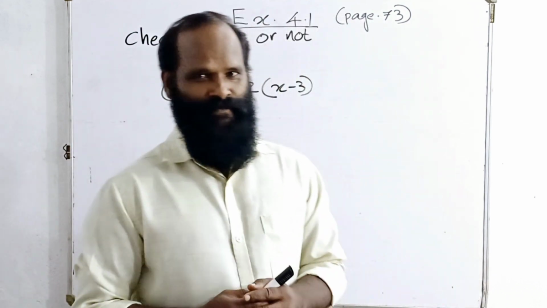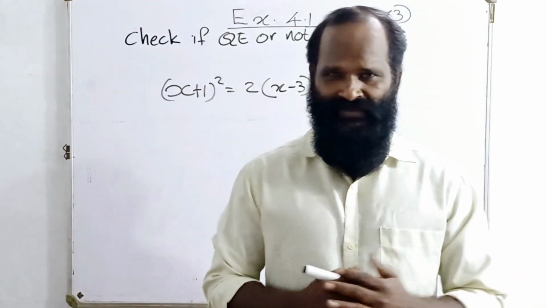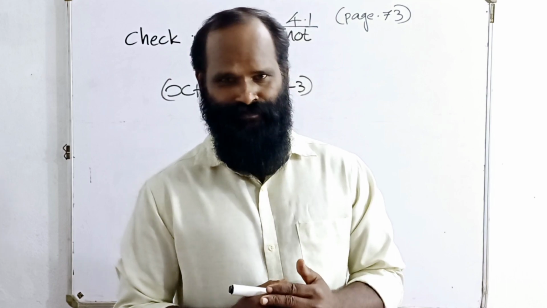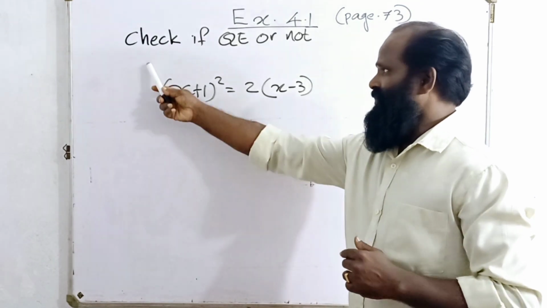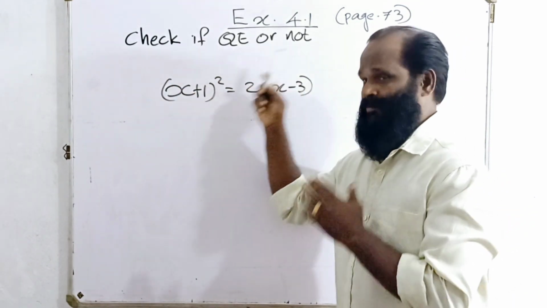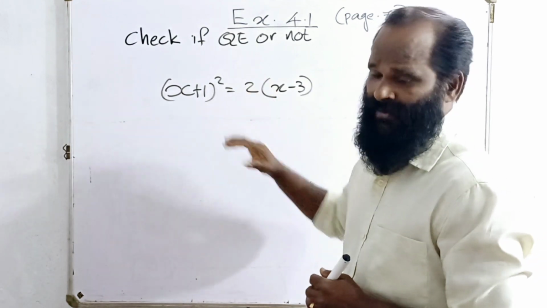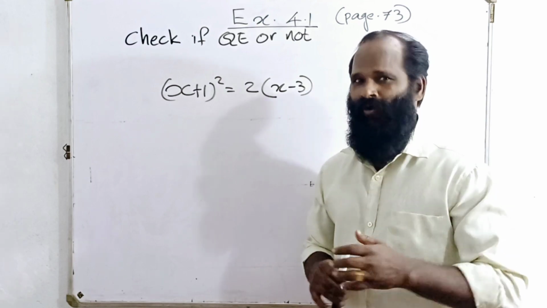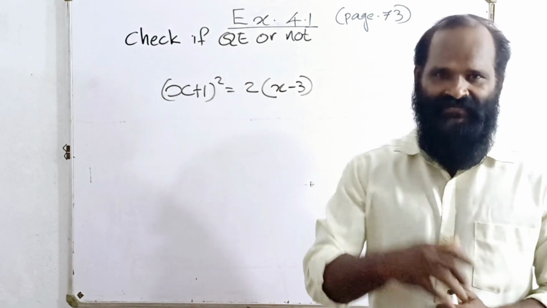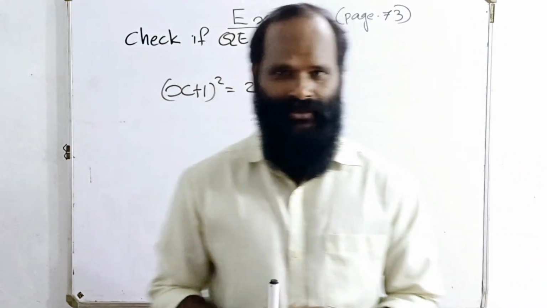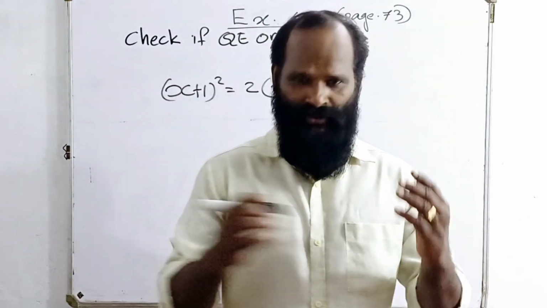Okay, back to the class. Today we will be solving some questions from exercise 4.1. These are very simple questions. The question is, check if the given expressions are quadratic equations or not. There are some equations in exercise 4.1. You have to check whether they are quadratic equations or not. In the previous video, I told you how to check whether the given equation is a quadratic equation. Well, let us go straight into the class.